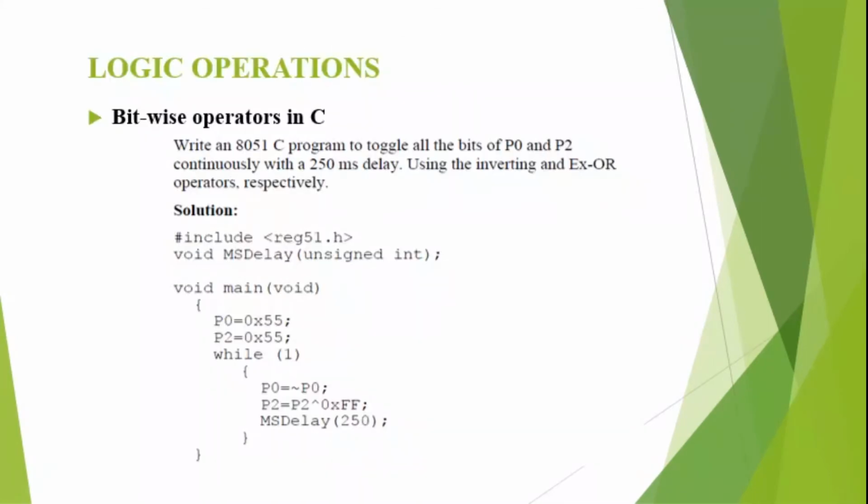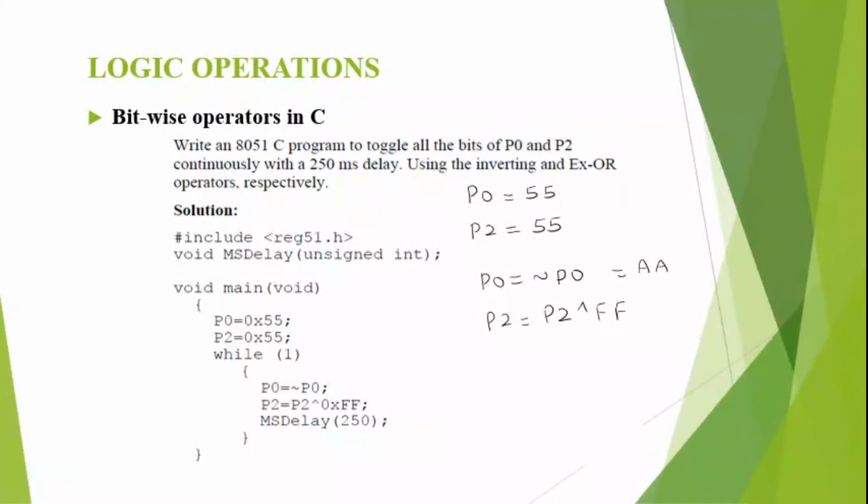Next example, write an 8051 C program to toggle all the bits of P0 and P2 continuously with a 250 millisecond delay. Use the inverting and XOR operators respectively. So in the main function we have assigned P0 equal to 55 and P2 equal to 55 initially. And then in the while loop we have inverted the value of P0. So we get it as AA. And then P2 is P2 XOR with FF.